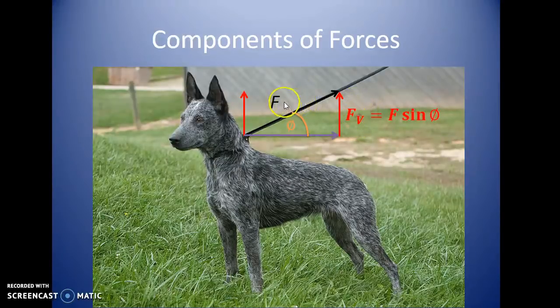FV over F equals sine theta, therefore FV equals F times sine theta. Similarly, the horizontal component can be found, which would be, according to SOHCAHTOA, adjacent over hypotenuse.